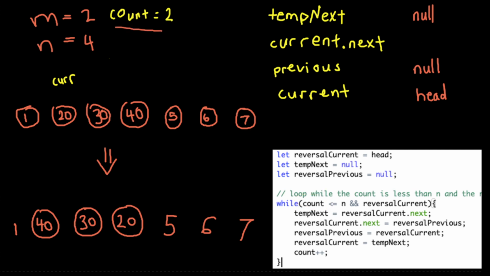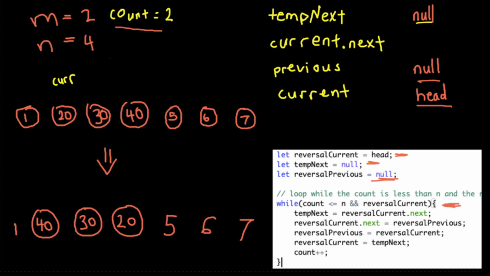And so temp next is going to be null, right? Because we're just starting. And then current next, it's technically going to be something we don't know yet because we're just getting there. And then previous, which we don't have yet, so it's going to be null. And current right here is going to be head. Okay, oh, previous, here's null. So that's where you are right now, right before you get into the while loop right here.